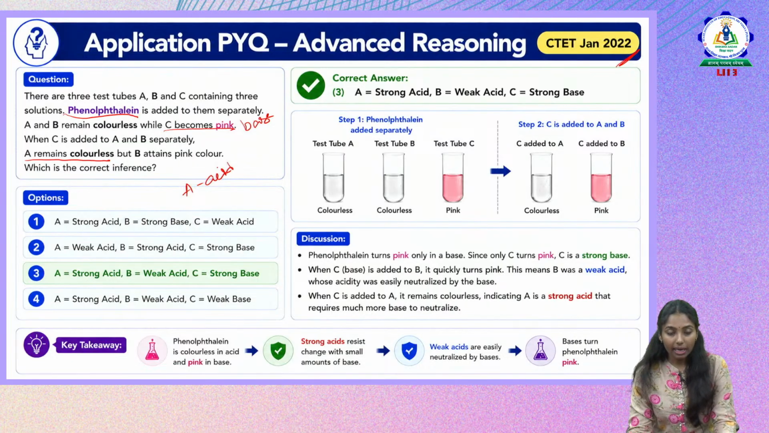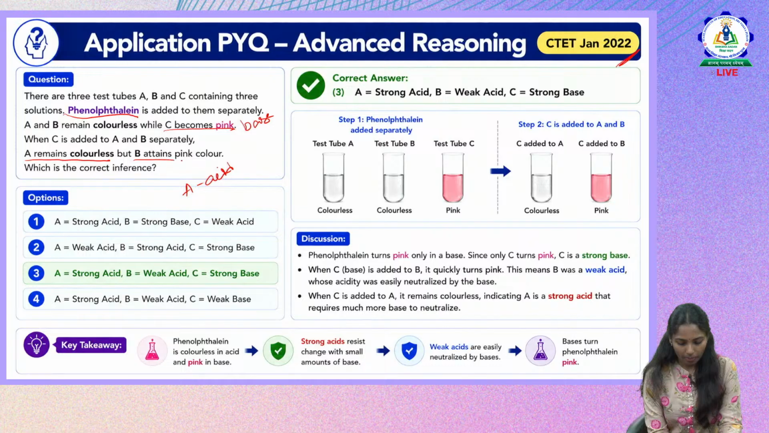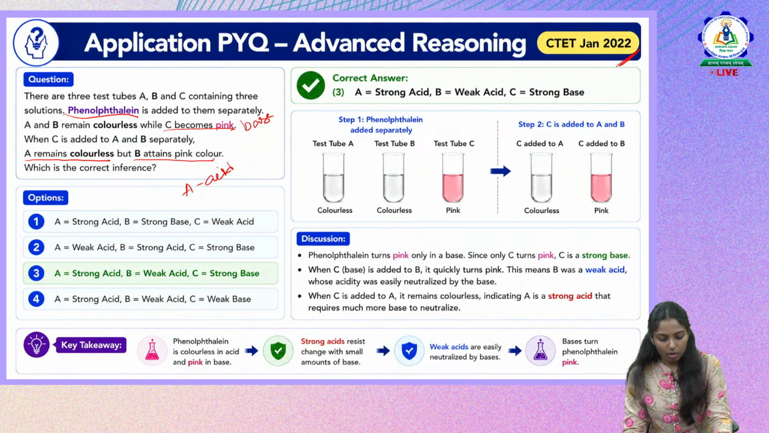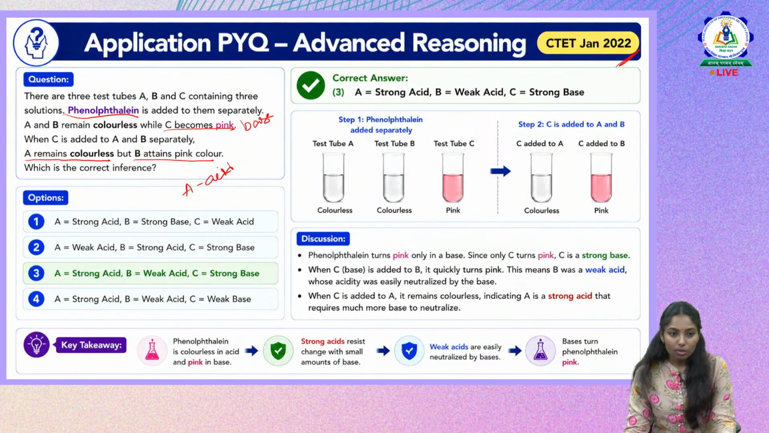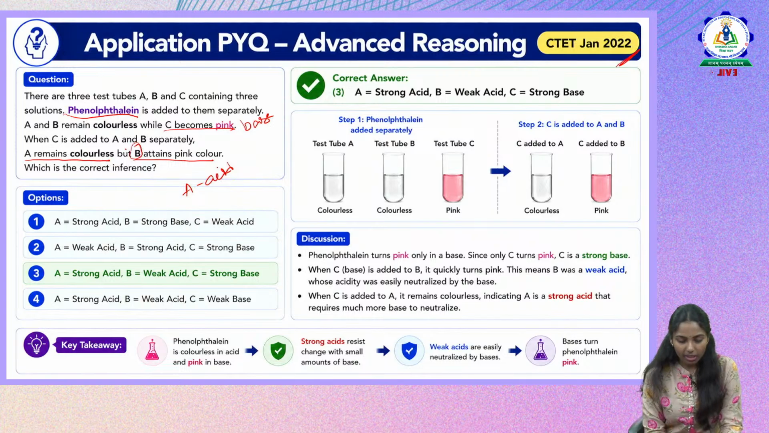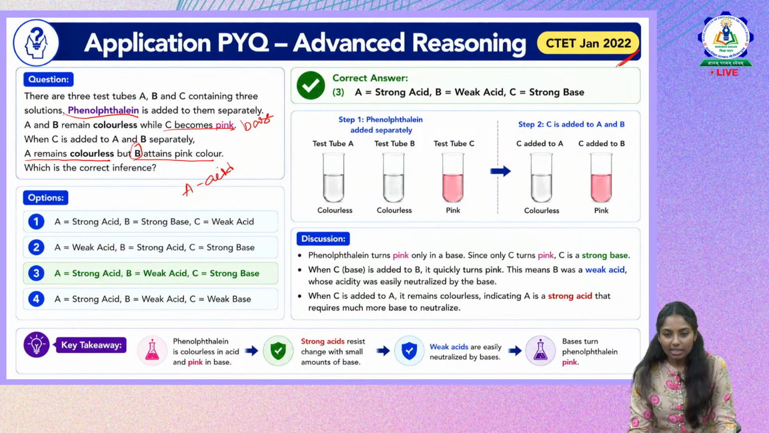Right? And B attains pink color. B is attaining pink color. So if you see, initially B was colorless, but when C was added to B, it becomes pink, meaning it is turning basic. So the initial property of B should be a very weak acid, such that just adding some amount of base makes it basic. So by this you can categorize each one of them. Let us go again one by one, step by step. So here we have 3 test tubes A, B and C.